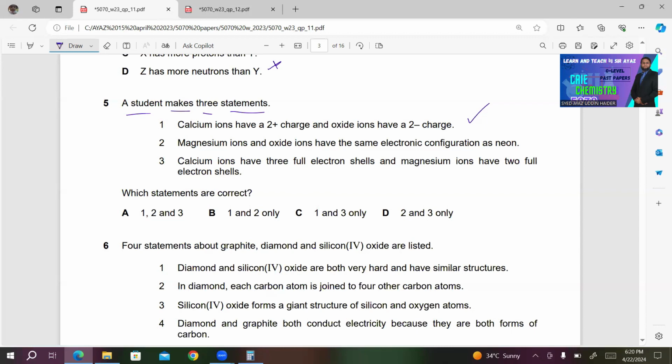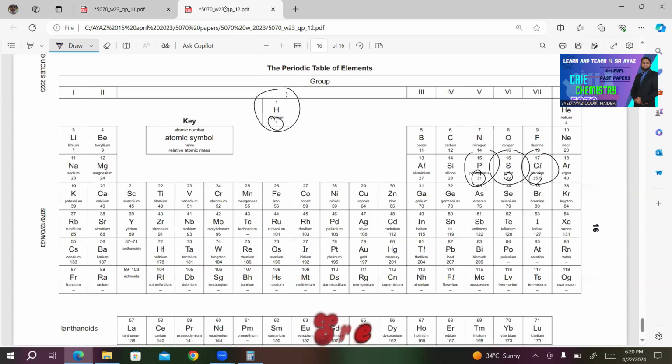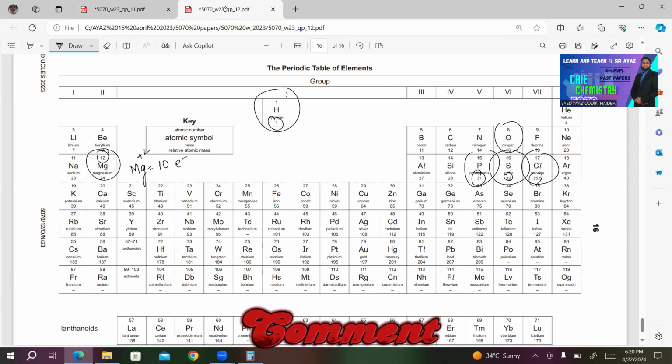Number 2, magnesium ions and oxide ions have the same electronic configuration as neon. Here is magnesium and here is oxygen. Magnesium is a metal, so it will lose 2 electrons. Here is the proton number of magnesium, which means it has 12 electrons. So after losing electrons, Mg2+ will be left with 10 electrons.